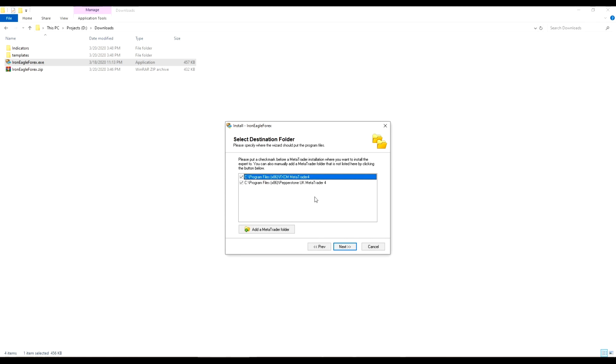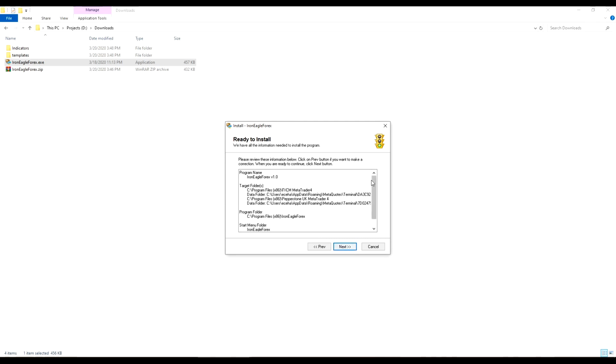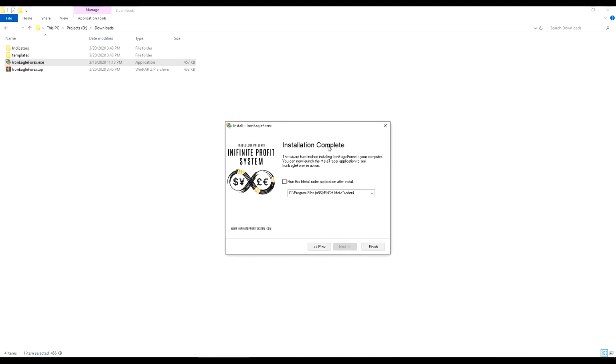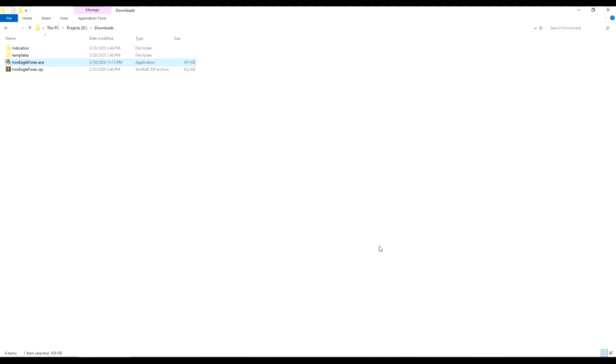So I'm going to leave it there and just click Next. And then we can click Next again and it'll start installing. And it's now installed. Click Next. Now we see the installation is complete. We can click Run this MetaTrader installation, and if you then click Finish, it'll open up your MetaTrader platform. I'm just going to leave that unchecked and hit Finish. And that's it. It's done. And you will now have the Iron Eagle Forex installed on your platforms.